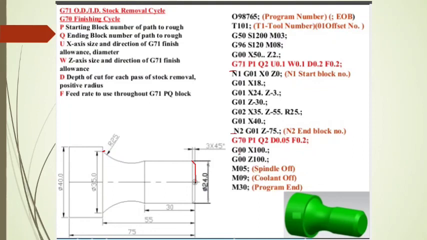So finally, this particular thing indicates that the tool is moved away from the object or the workpiece. So this indicates spindle off, this indicates coolant off, and this indicates program end and reset to first line. So this is how one can use the CANT cycle for CNC lathe operations.